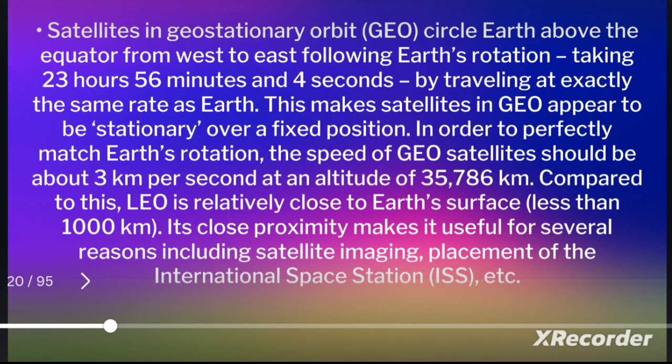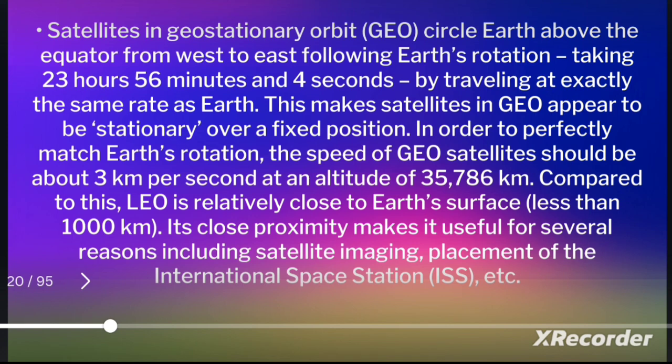Satellites in geostationary orbit circle the Earth above the equator from west to east, following Earth's rotation, taking 23 hours, 56 minutes and 4 seconds. By traveling at exactly the same rate as the Earth, this makes satellites in geostationary orbit appear to be stationary over a fixed position.